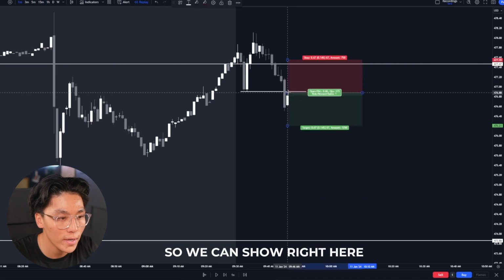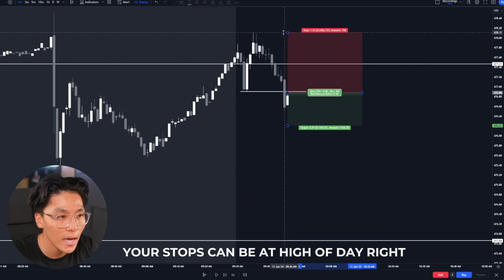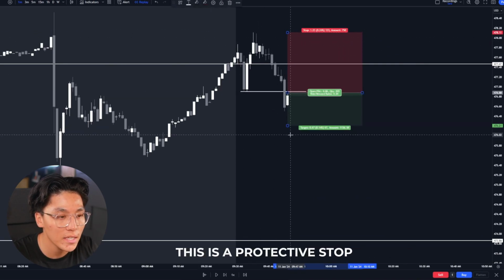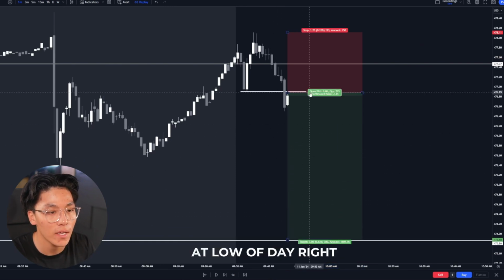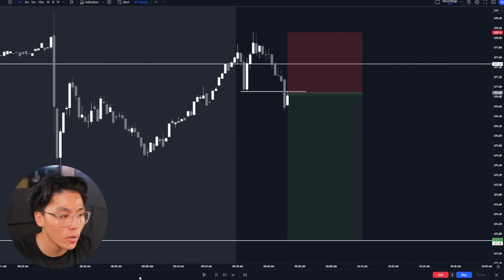So we can short right here. Your stops can be at high of day, right? This is a protective stop. And we can have our profit targets all the way down at low of day, right? This will be a 2-to-1 risk to reward ratio.